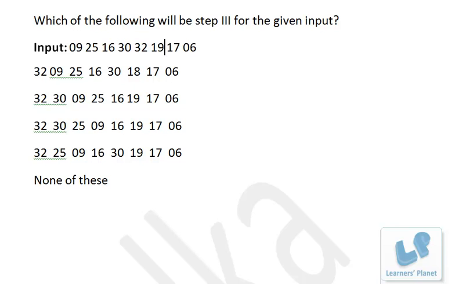Now, based on the same comprehension, let's take this question. This is the input: 9, 25, 16, 30, 22, 32, 19 and 17. Now friends, we have to find out the third step. So first step will be 32 at the first place, then 32 and 30, then 32, 30, 25. We have to complete the sequence.